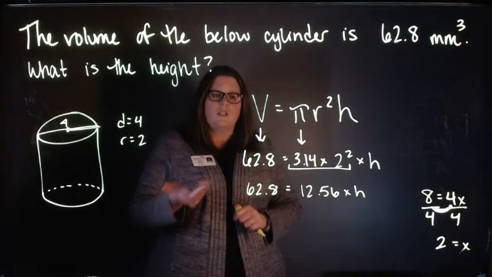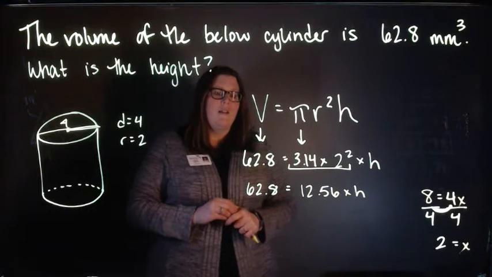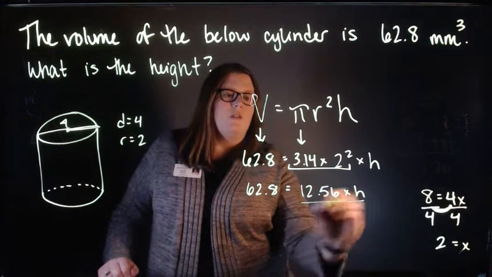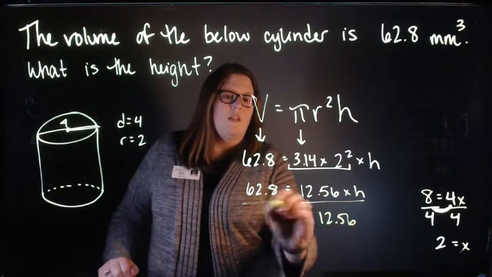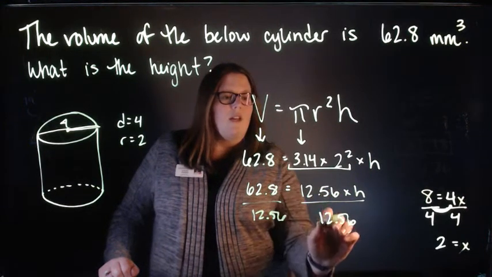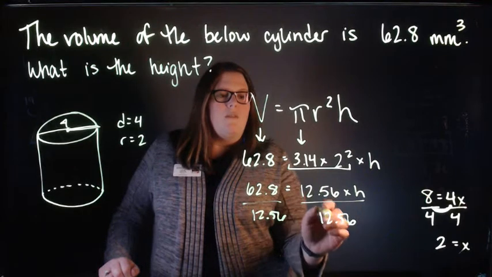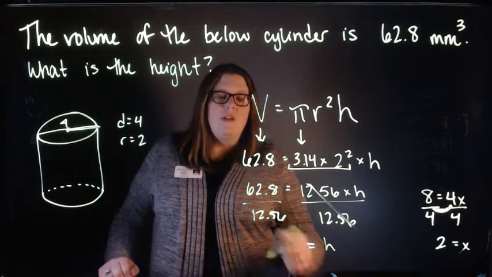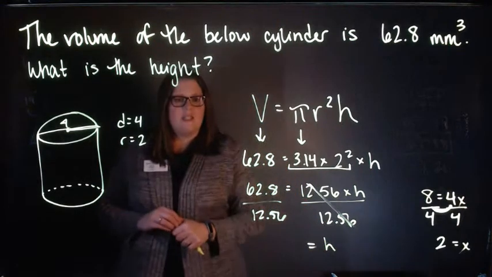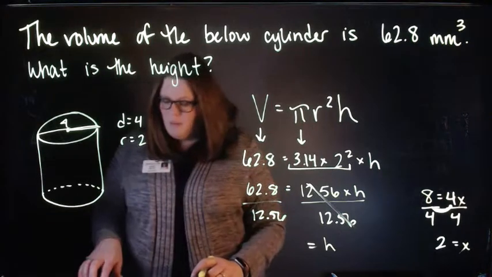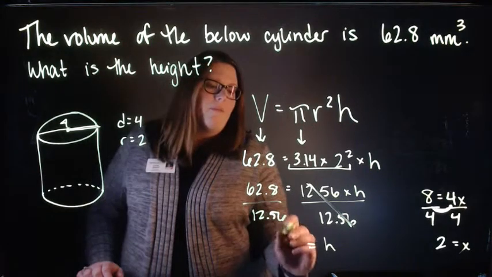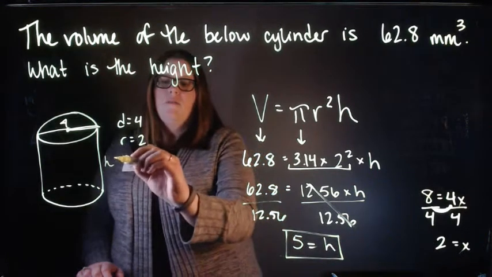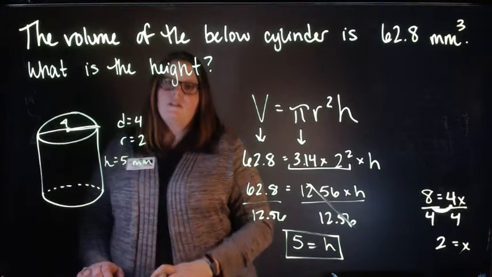So even though this problem has decimals in it, it's the same idea. So we want to get h alone, and that's being multiplied by 12.56. So we want to divide by 12.56. And if I do that on this side, that helps me with my goal. Anything divided by itself is 1. So I have 1h over here, or just h. So now if I compute this side, 62.8 divided by 12.56 gives me a solution of 5. So my height of this cylinder would be 5 millimeters.